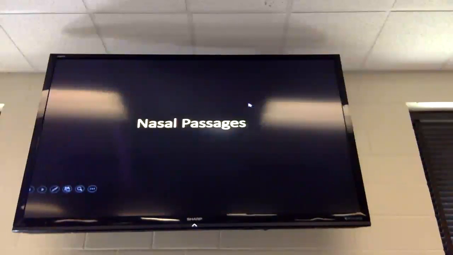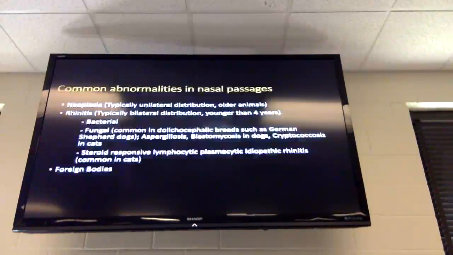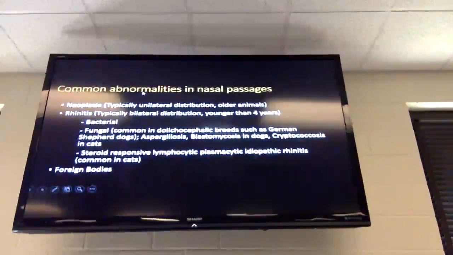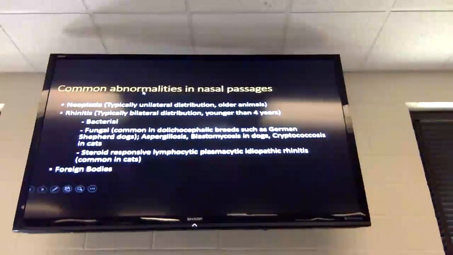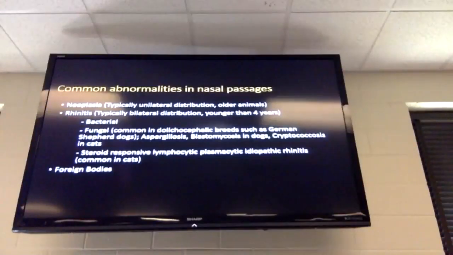So that was a quick review of normal anatomy, and now we can start with the abnormals. Common abnormalities that you will see in nasal passages can be neoplasia, which is common, and you can also see infection, which is also very common, rhinitis, or foreign bodies. Now neoplasia is usually seen in older dogs, and rhinitis is usually seen in younger patients.